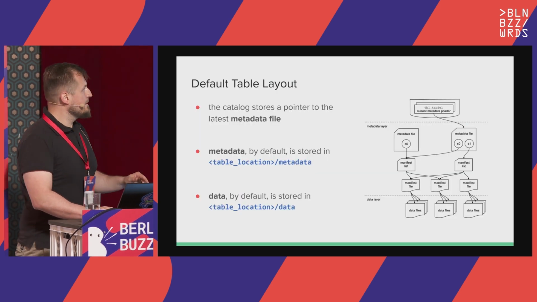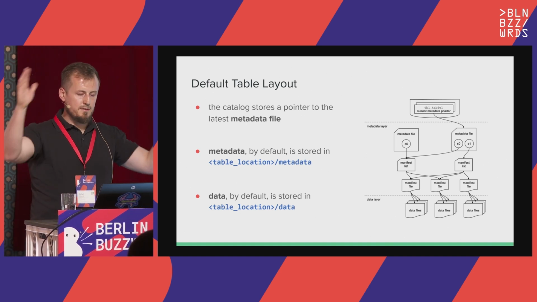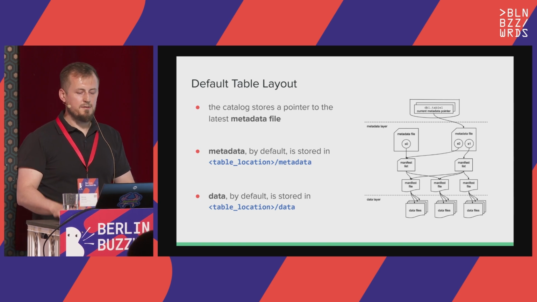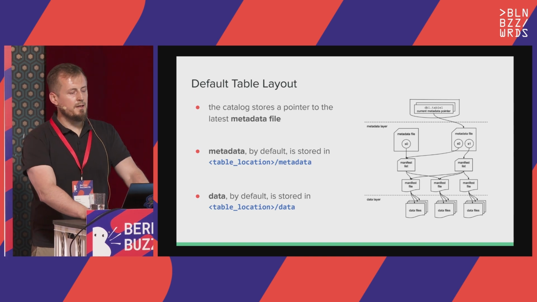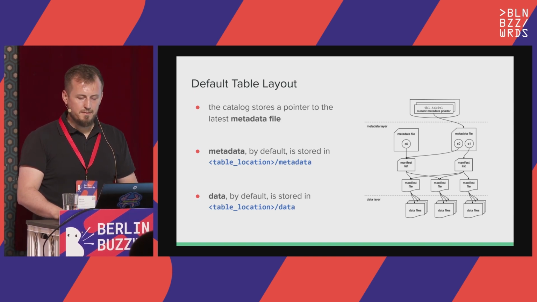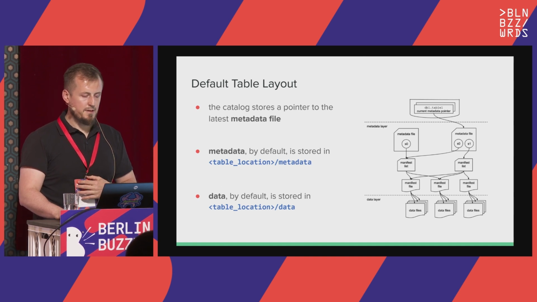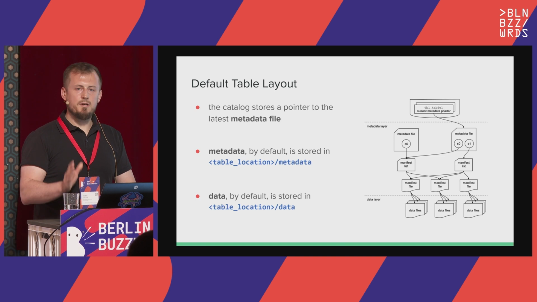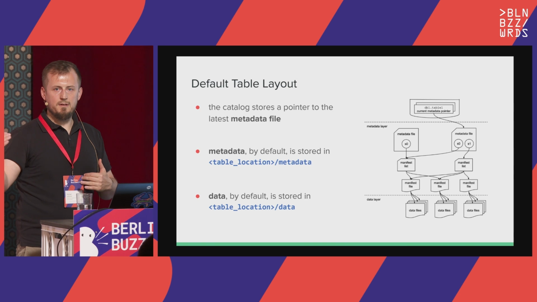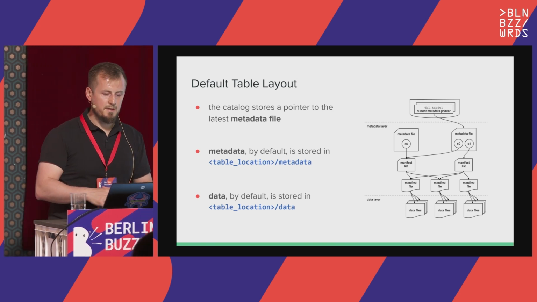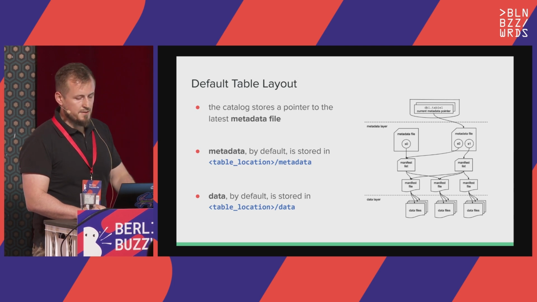If we look at the default table layout in general, at the top again we have the catalog with the pointer to the latest metadata file. Then we have three layers of metadata, which are stored, collocated with the data by default, under table location /metadata. However, this can be configured. You can store your metadata in a completely different location than the data. By default, data is stored in the table location /data.